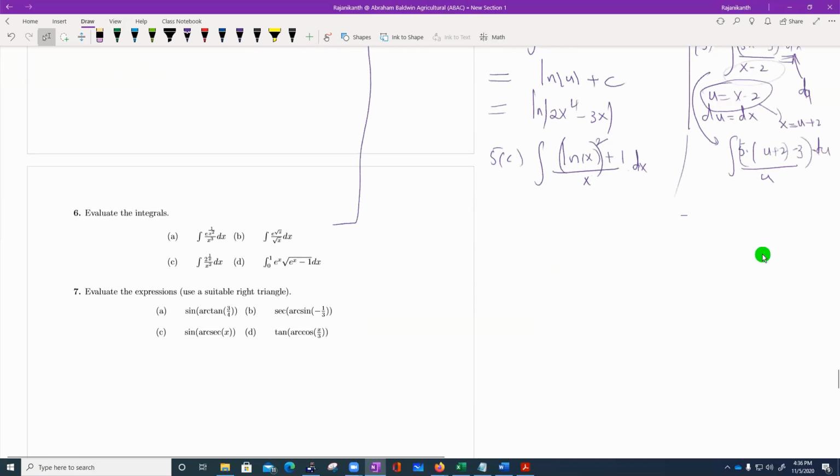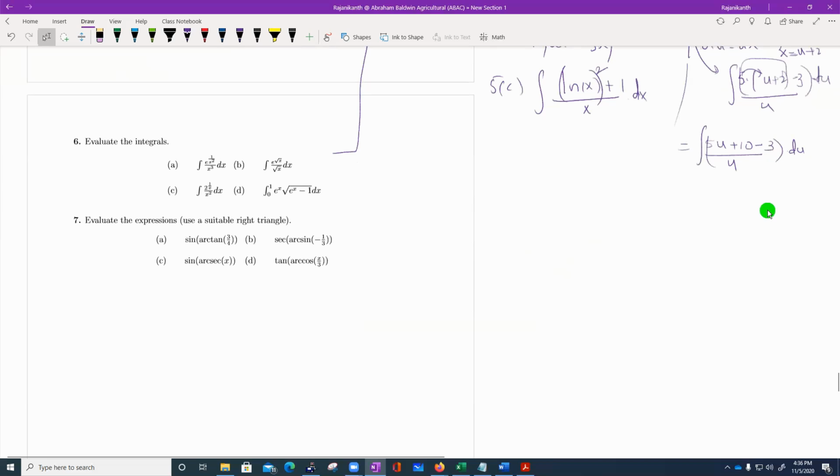Now you have to simplify a little bit. Distribute 5 with these two. So you will get 5 times u is 5u plus 5 times 2 is 10. Then subtracting 3, everything over u times du. Now simplify. 5u plus 10 minus 3 is 7, right?